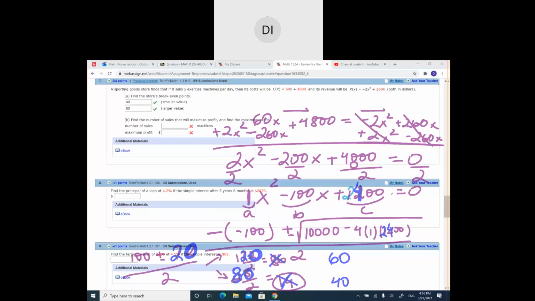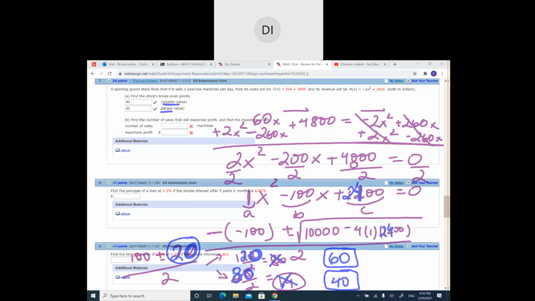So when you change it to 2400, the square root is going to be 20. And then when you do 100 plus 20 is 120 divided by 2, so that's going to be 60. And when you do 100 minus 20, it's going to be 80 divided by 2 is 40. So these are the two answers. Now, when you plug it in, also make sure you put the smaller in the top and the bigger in the bottom. Okay? So that's how you do A.